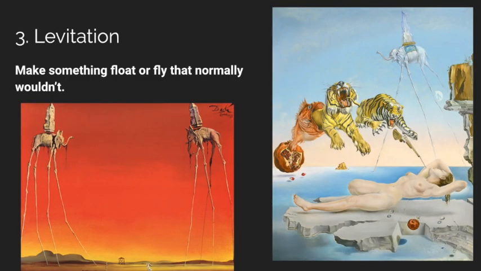The third is levitation, so making something float or fly that normally wouldn't. This is a really beautiful example by Salvador Dali, having this pomegranate where the fish and then the tigers are coming out of that, and they're all sort of flying in space. And even though these elephants technically aren't flying, that tension of them walking on those stilts still makes it feel like they're floating.